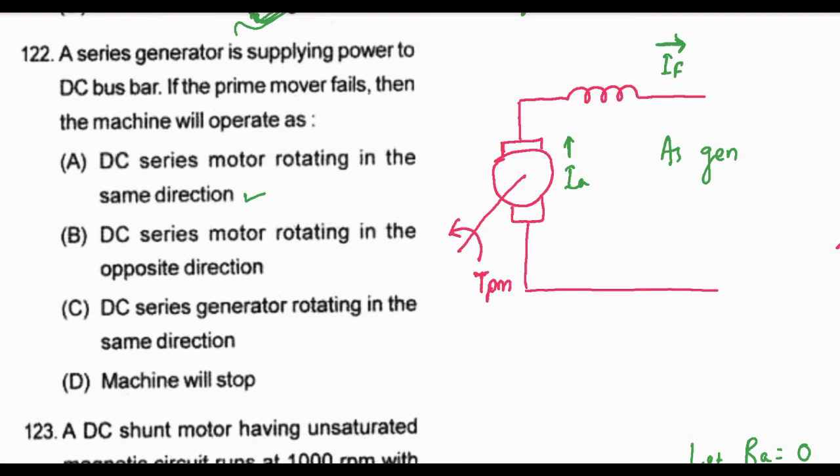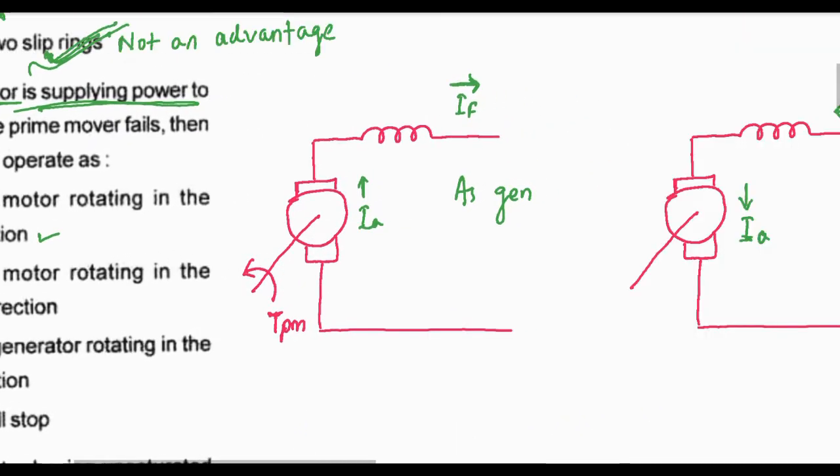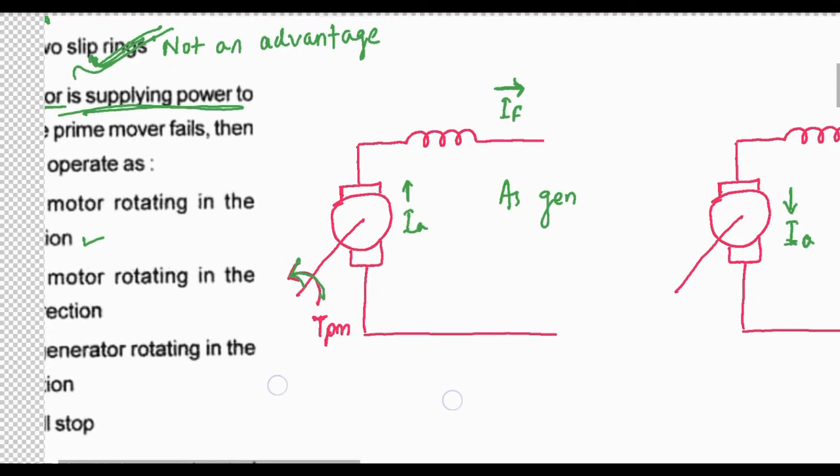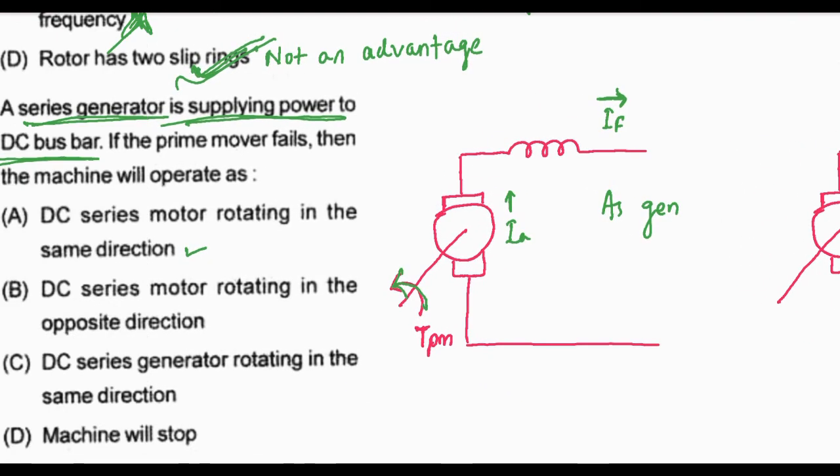So here, what is given is a series generator supplying power to a DC bus bar. Suppose the prime mover is turning in this direction, and as this is a generator, current will flow in this direction, that means in the outward direction. As this is a series DC generator, IA and IF are in the same direction.